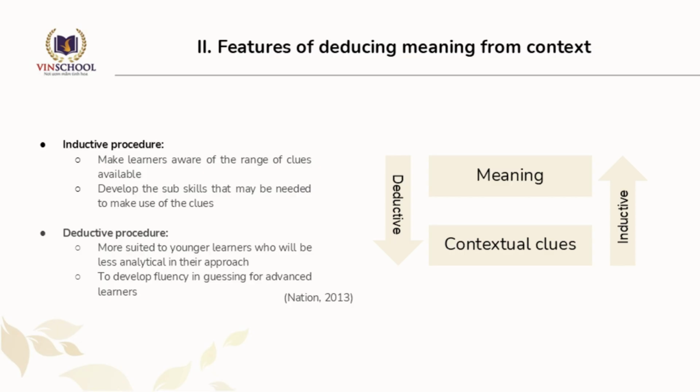On the other hand, the inductive approach, like the one outlined by Clark and Nation in 1980, helps learners recognize the variety of available clues and develop the necessary sub-skills to utilize them effectively. The primary goal of all guessing strategies is to enable learners to guess fluently and skillfully from context so that their guessing does not disrupt the flow of their reading.